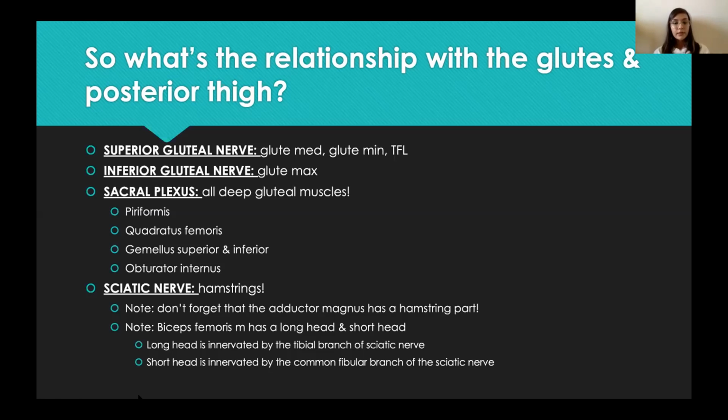And then I also included a note for the adductor magnus muscle. We don't want to forget that it also has a hamstring part. So that hamstring portion of that muscle is going to be innervated by the tibial branch of the sciatic nerve as well.